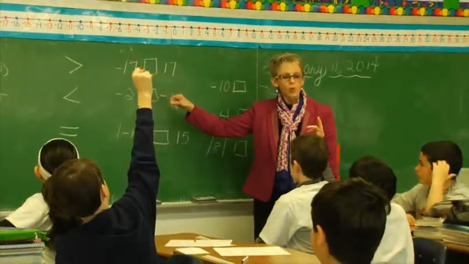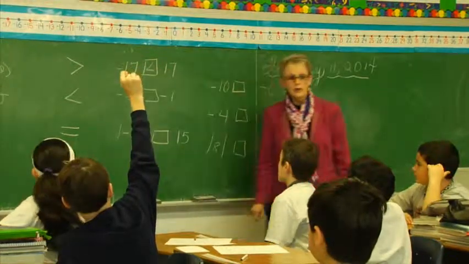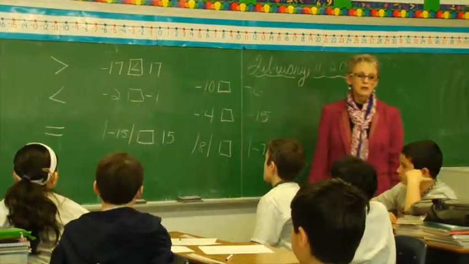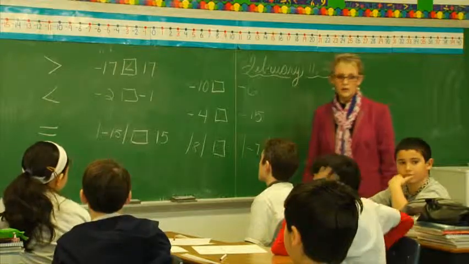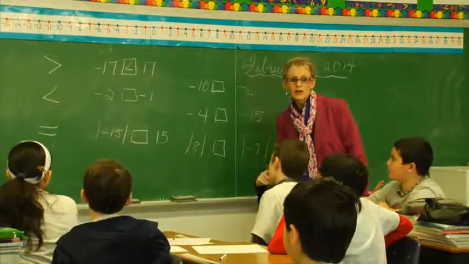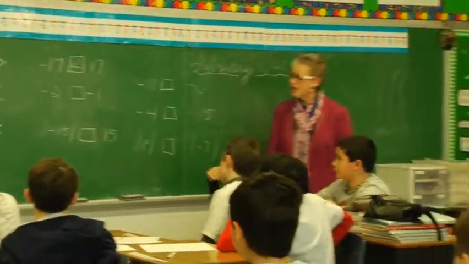Ryan. Less than? Why? Because negative 17 is below, like behind to the left, and that means it's less than the ones on the right. Okay. Nice job. Nice job.